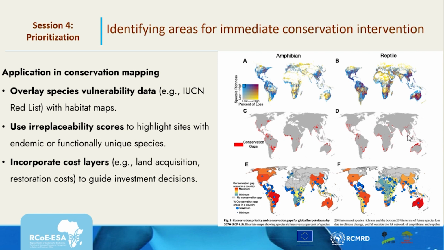So these layers, I think the previous colleague talked about how we track this. You can overlay these layers. It could be the cost layers, the acquisition of the land, the restoration cost, and then they will guide us on how much we can invest in this vis-a-vis this other area.